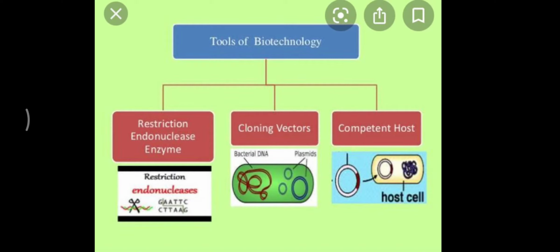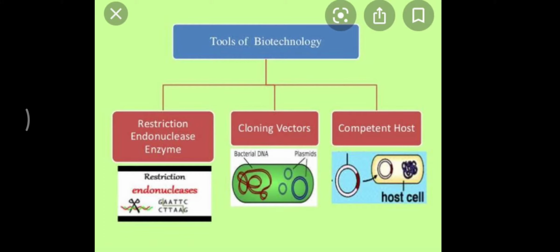In today's class, we are going to discuss the third important tool of biotechnology, that is the host cell. I have already mentioned that the host is the organism into which the recombinant DNA is introduced, and within the host the multiple copies of the gene of interest are produced. The other two tools are also listed here in the table, that is the restriction enzyme and the cloning vector. In our previous lessons, we have already learned about these tools in detail.